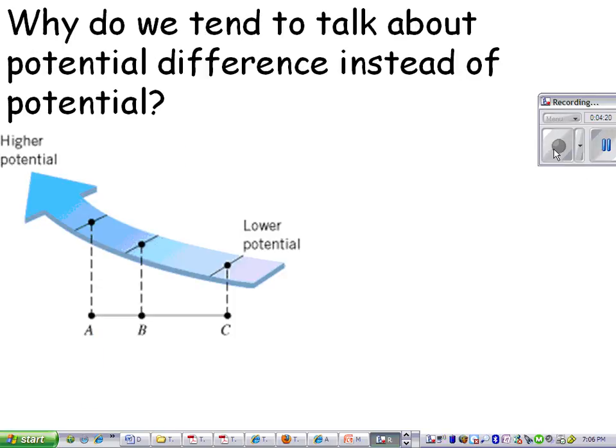So what I want to address is, why do we tend to talk about potential difference instead of potential? Well, if you start off with a lower potential and you go up towards higher potential, we see a difference in potential. Or if we start at a higher and we go down to lower, we see a difference in potential. I don't care what potential we're at right now. I want to see what the difference is in potential. And that tells me how strong the electric field is, which tells me how much force is acting on the charge. If I know just what the potential at one point is, that doesn't tell me how strong the electric field is at all.